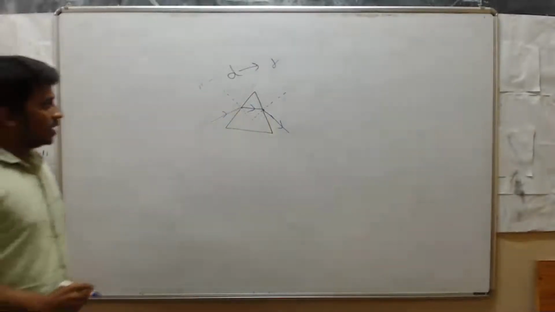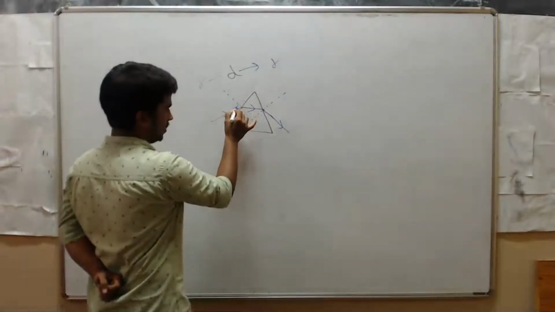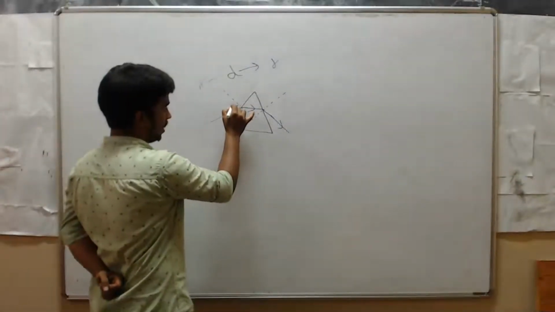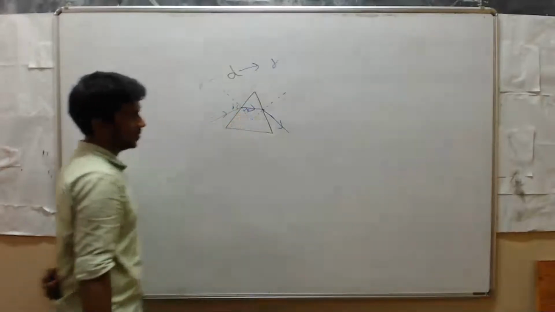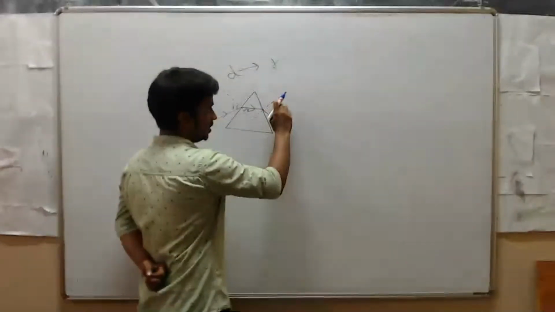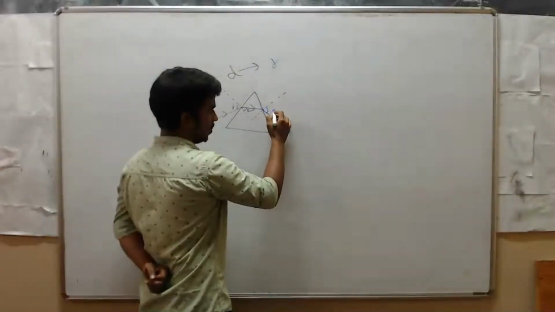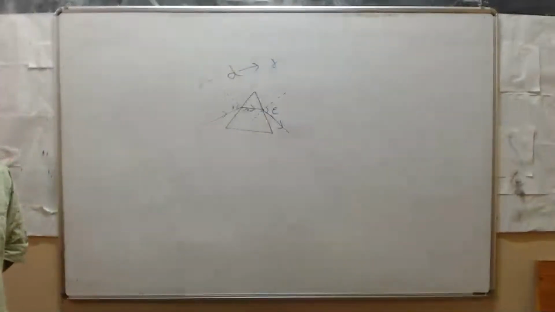So clear? You know already the angle between the normal and the incident ray is called the angle of incidence, and this angle is called the angle of refraction, and this one, the angle between the normal and the emergent ray, we call the angle of emergence.